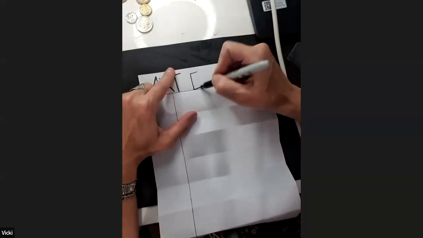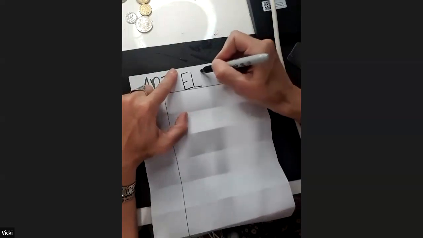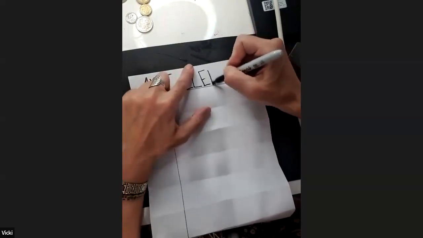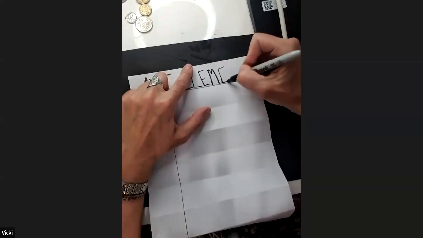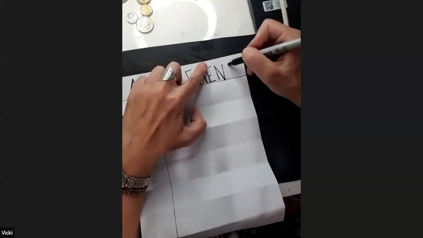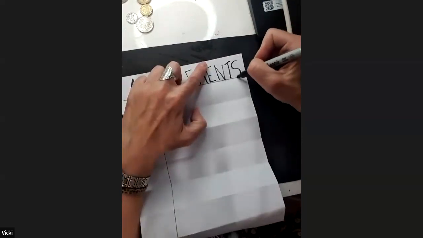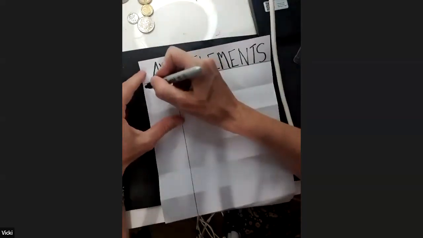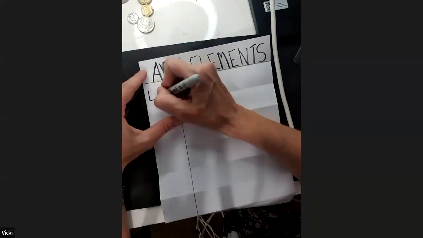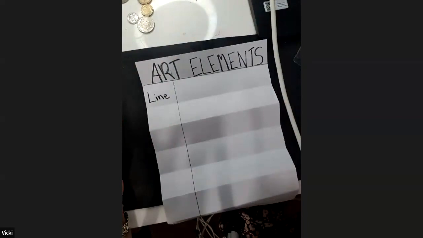It says here art elements. E L E. Now, I know that we've talked about art elements, but we are going to take this a little bit further, okay? Now, the first thing we're going to do here today is line. So everybody put the word line here, line. Okay, we're going to do a nice little activity for today with line.